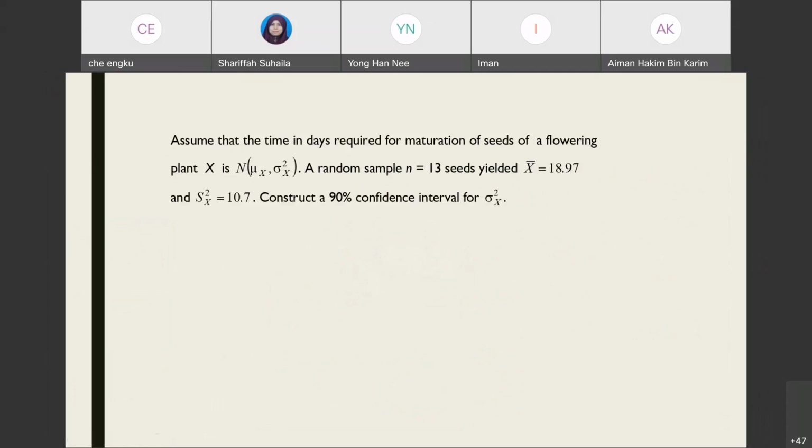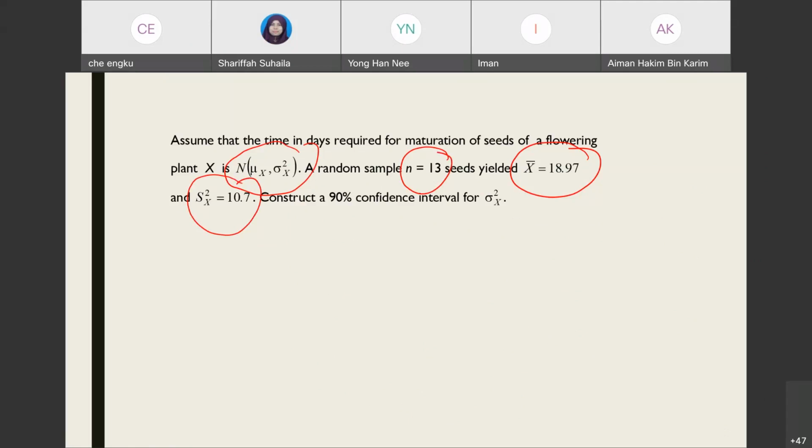Okay, so if you check the question, it's quite different. First, you assume that the time in days required for maturation of seeds of a flowering plant X is mu X, sigma square X. It is given like this. So in this case, your mu is an unknown number, we have X bar, and sigma square X is also an unknown parameter, so you have your S square. Random sample of size 13. Construct a 90% confidence interval for sigma square. So the same thing here.